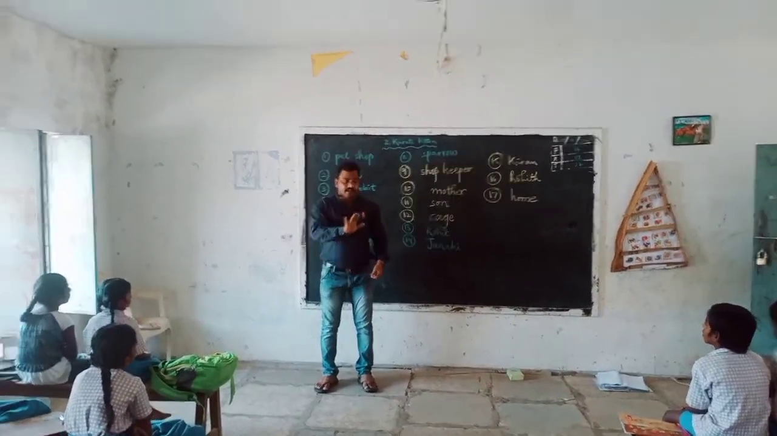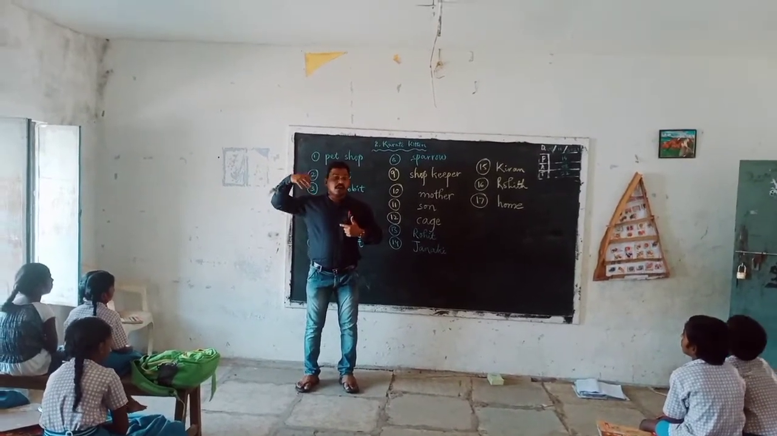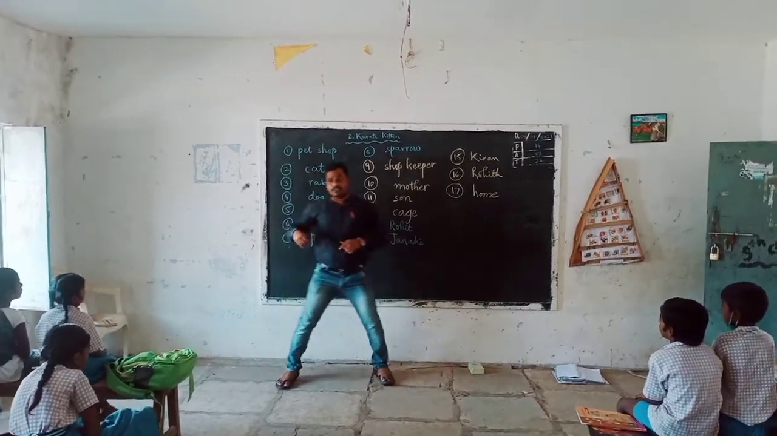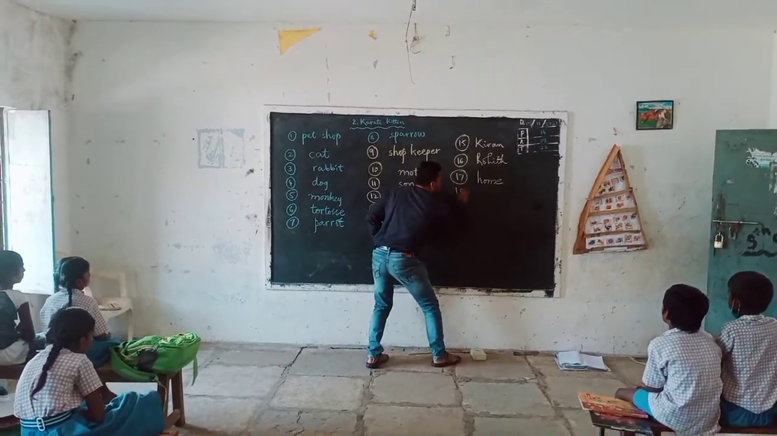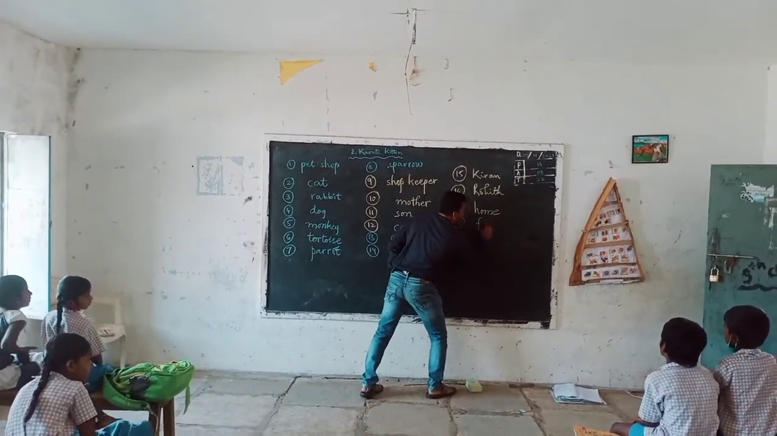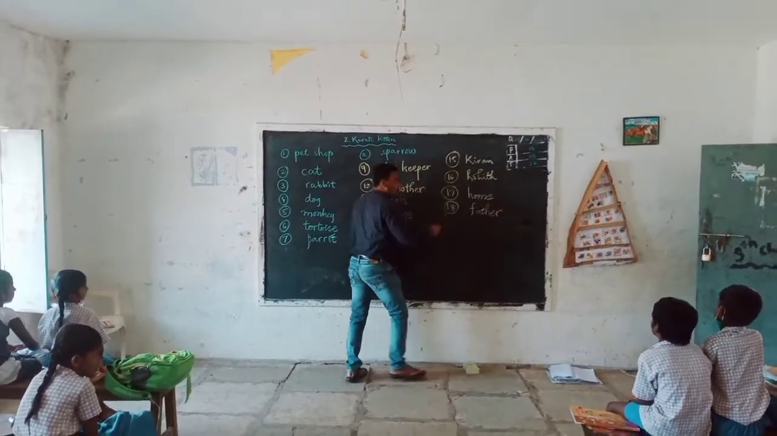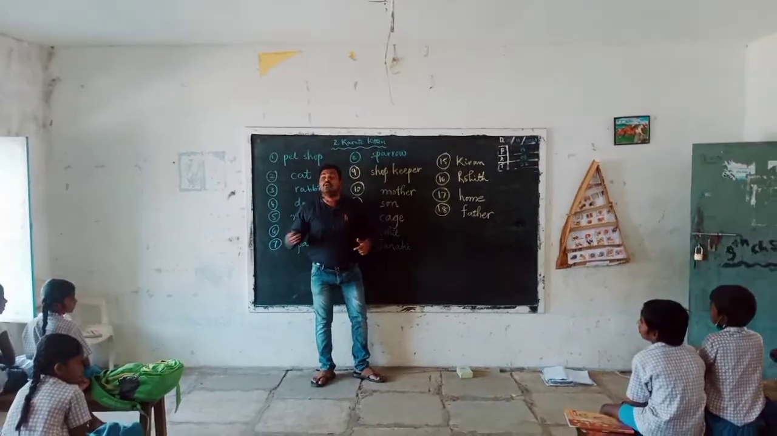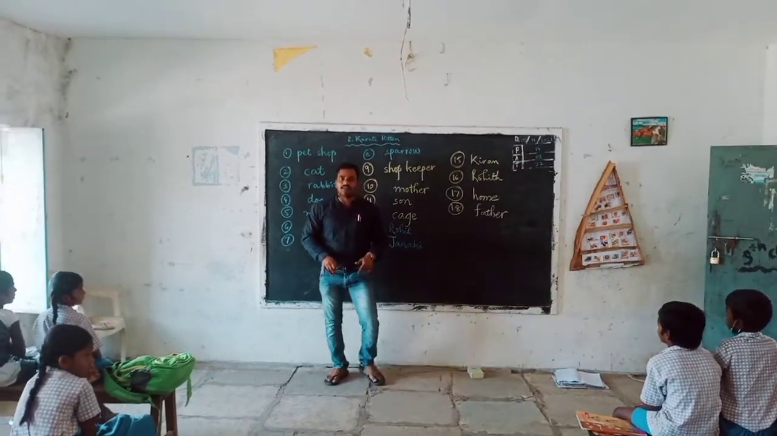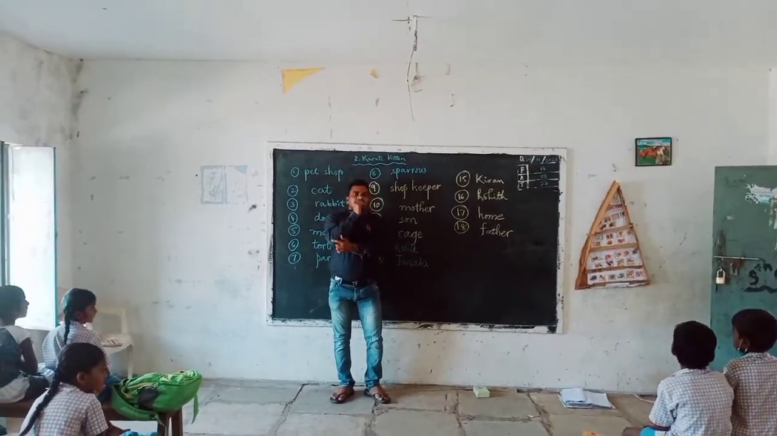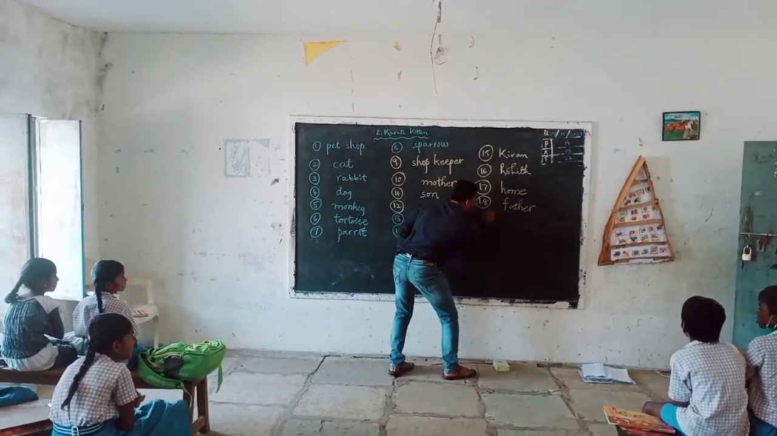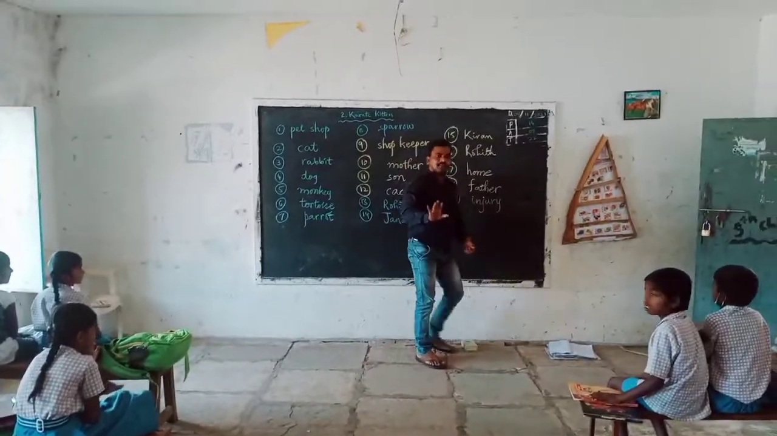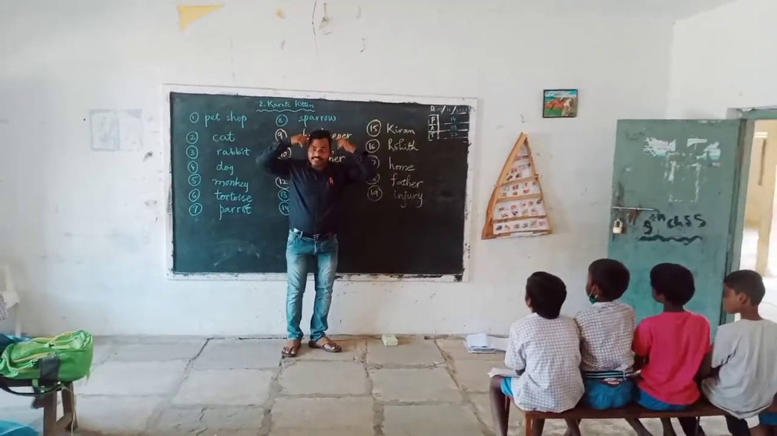You know, Kiran, my father got an injury on his head, said Rohit. Whose father? Rohit's father got an injury. Injury means a wound. For example, if you fall down on the ground, then you get injured. Rohit's father got an injury on his head.